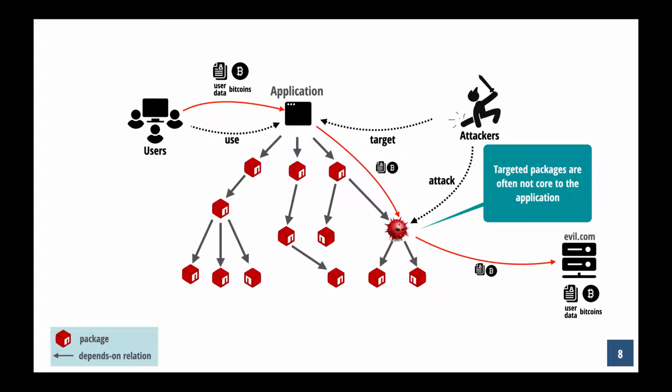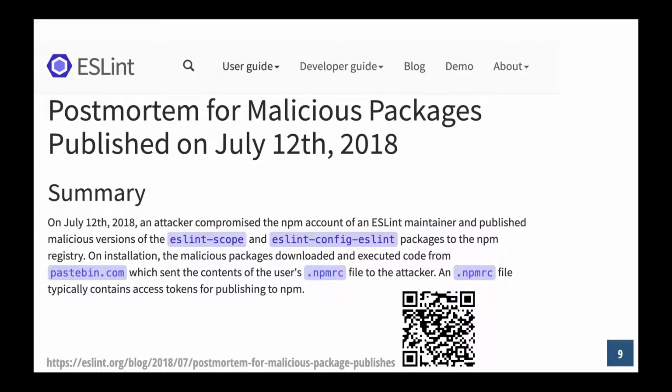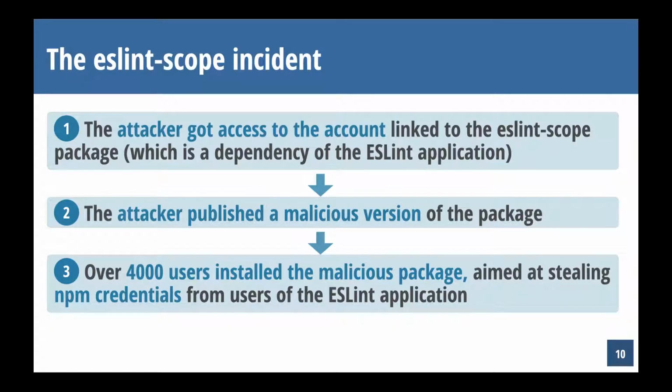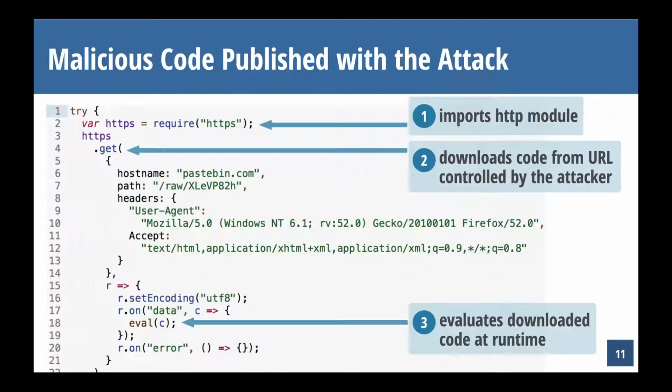Now let me give you one of the many examples of attacks that have been observed in the wild. In July of 2018, a package dependency named eslint-scope was the target of a malicious package update attack. This package is part of ESLint, a tool that checks code styles for JavaScript programs. In this attack, the attacker first got access to the account. Then it published a malicious version of the package, which was downloaded by over 4,000 users and aimed at stealing their credentials. Here's a snippet of the code introduced in the malicious update.